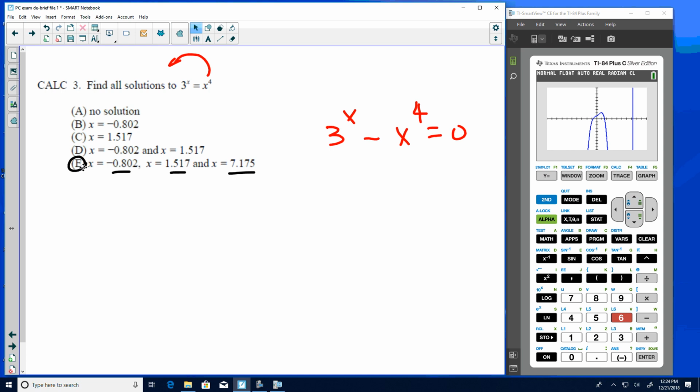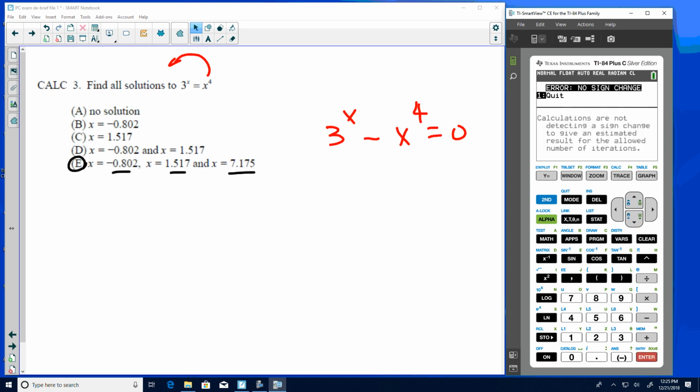If we look at this leftmost on the graph, it's near -1, second calc 0. So -1 and 0, I would think. -1 is the left bound, 0 is the right bound, and then guess. Sure enough, 0.8002. The next one's between 2 and 3. Second trace, 0. Left bound, right bound, guess.